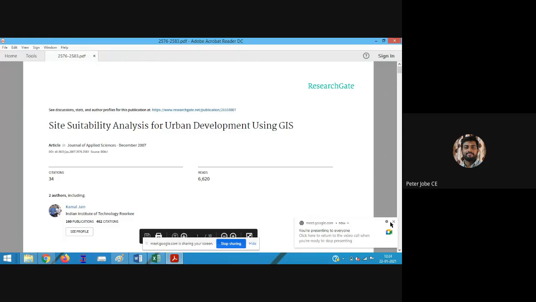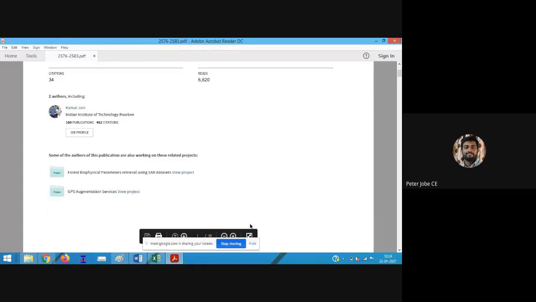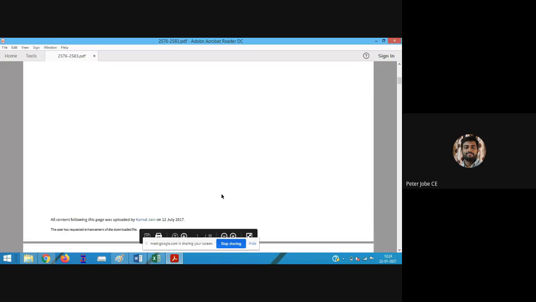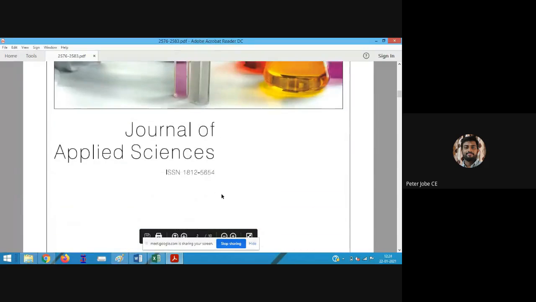Applied Sciences, December 2007. This is actually a case study that has been conducted by the Civil Engineering Department of IIT Roorkee, and the name of the journal is Site Suitability Analysis for Urban Development using GIS. So let's start with the abstract.